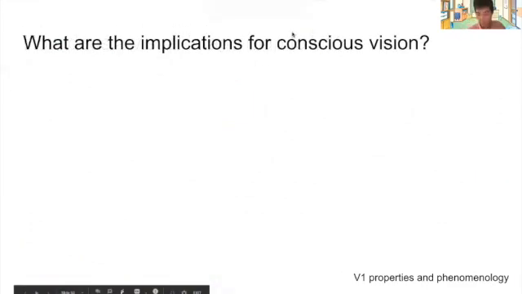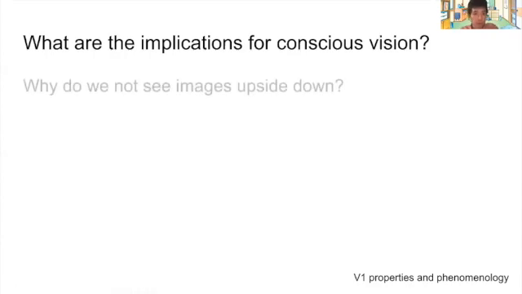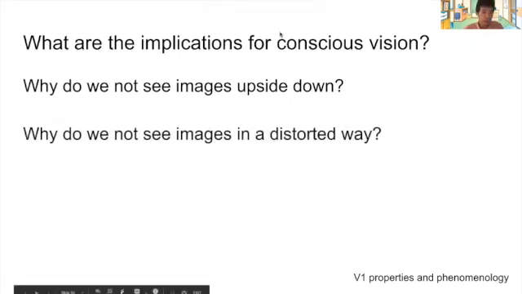Okay, so what are the implications for conscious vision? One question you might ask is why do we not see the image upside down, like our visual cortex is projecting? It sounds like a silly question, but it's not, and in the end it will lead to the hard problem actually. Secondly, you might ask, why do we not see the image in a distorted way, like the Simpson's projection onto V1?